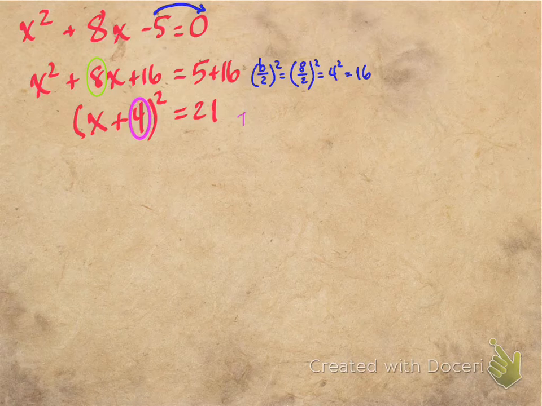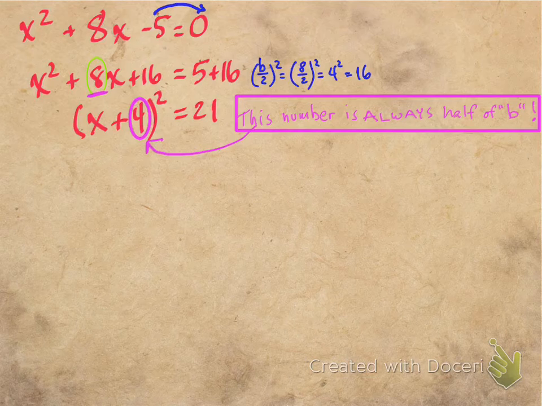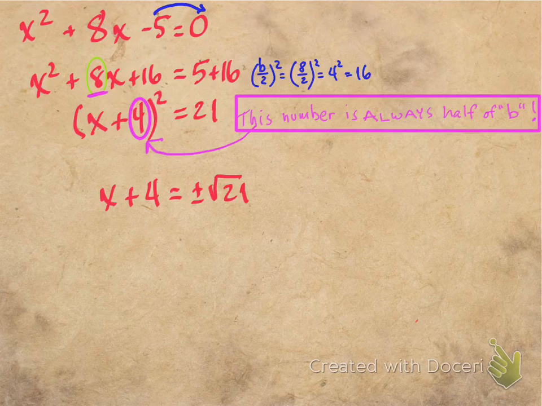That number that you're looking for there, that is always going to be half of b. So this factoring part of this 1, 2, 3 step process, it's easy. You don't really have to worry about factoring, okay? You always just take half of b, and that's the number that you're looking for there. And now we're going to solve by taking the square root of both sides, and you get 4.